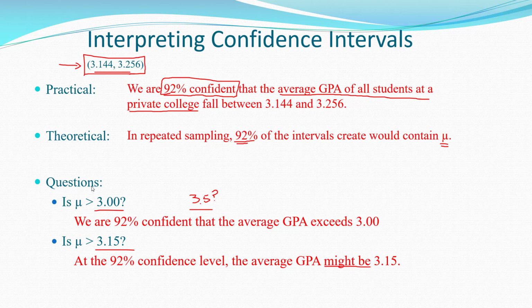3.21, as I just said. That's the way I want you to answer questions or make statements about claims. Somebody claims the average GPA is 3.27. We're 92% confident the average GPA is less than 3.27. We don't believe that person. That's how I want you to answer questions or make claims about confidence intervals.